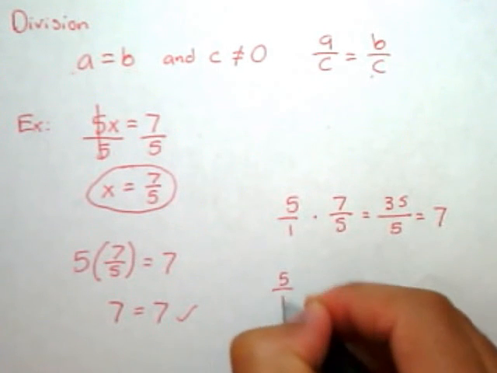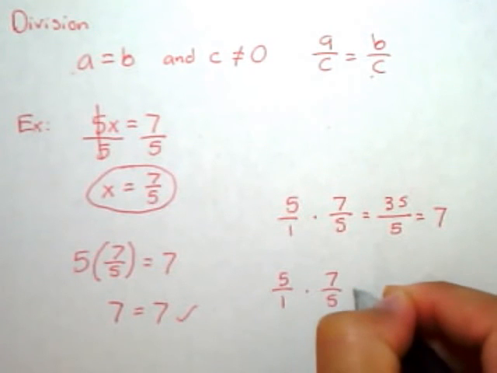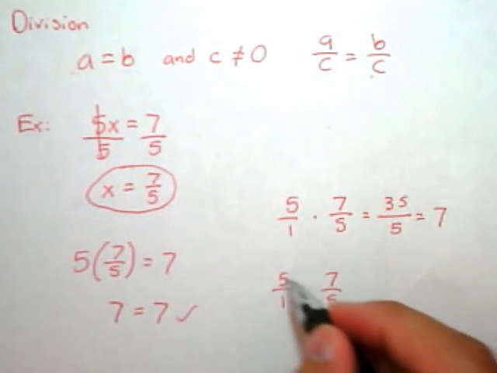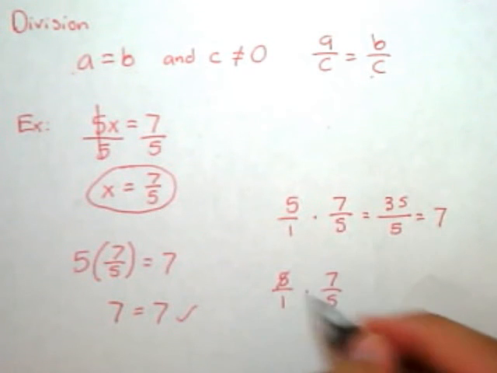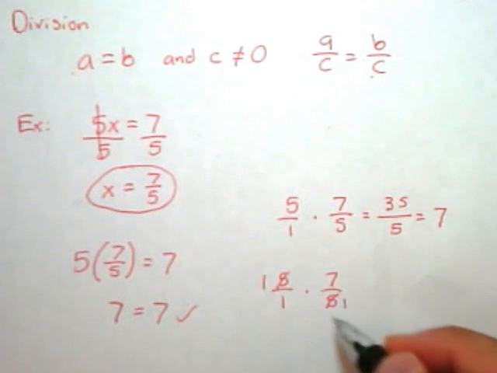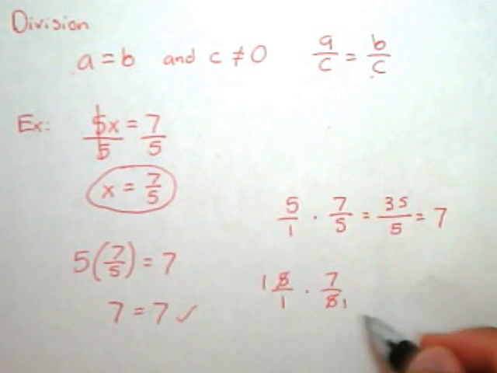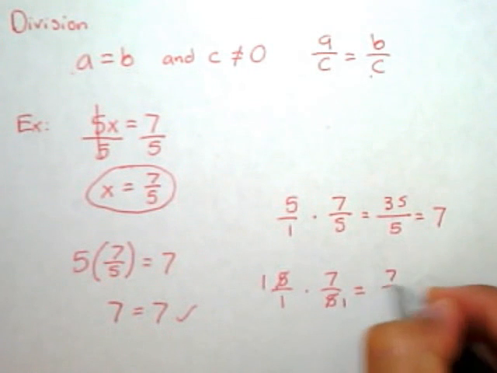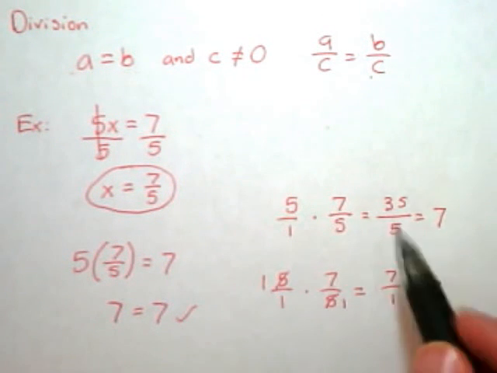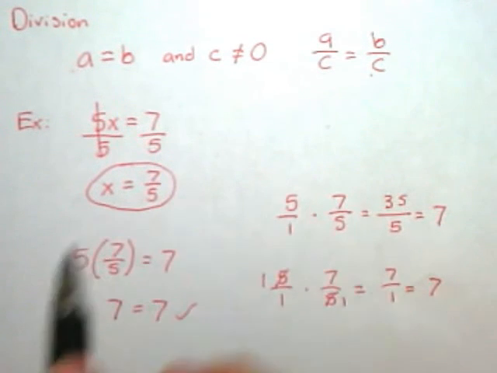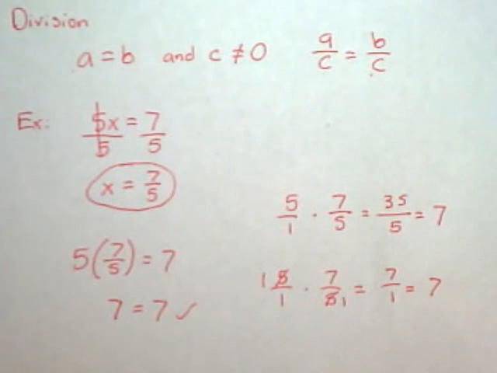Or another way, 5 over 1 times 7 over 5. You would look at the numerators and denominators and see what simplifies and cancels out. These 5s we're going to cross out and make 1s because they cancel each other out. 5 over 5 is 1, so we have 1 over 1, and then you multiply straight across. 7 times 1 is 7, 1 times 1 is 1, which gives you 7. So those are two different ways of working fractions out. In the end, the answer is x equals 7 over 5, and you can check that with your calculator.